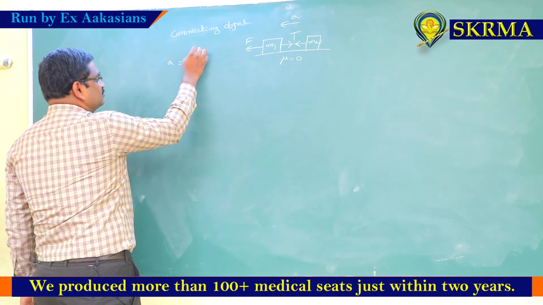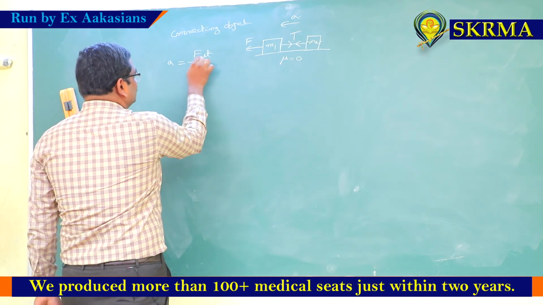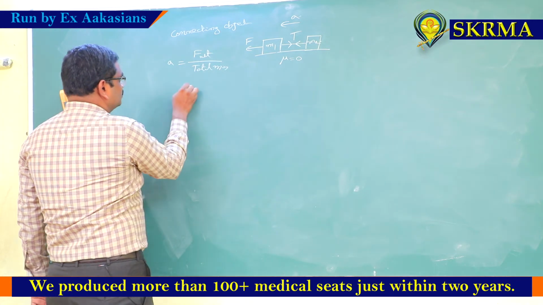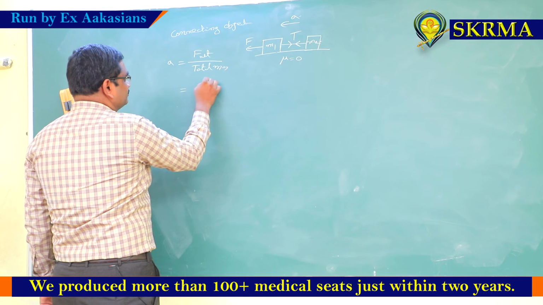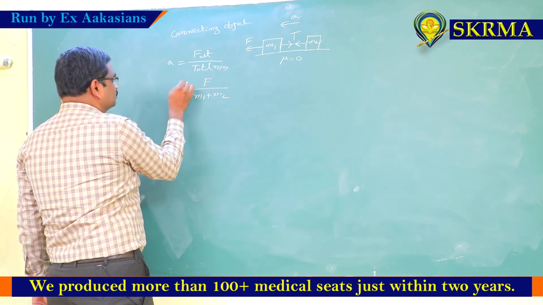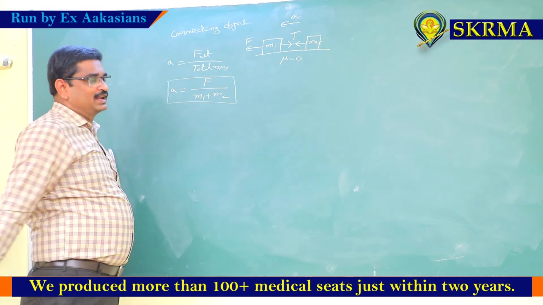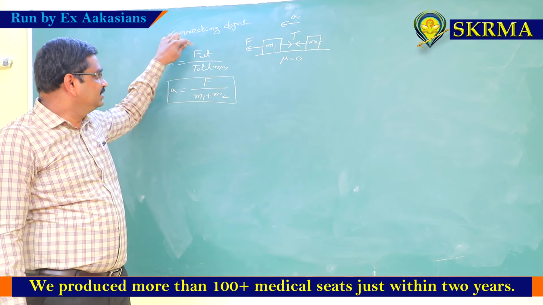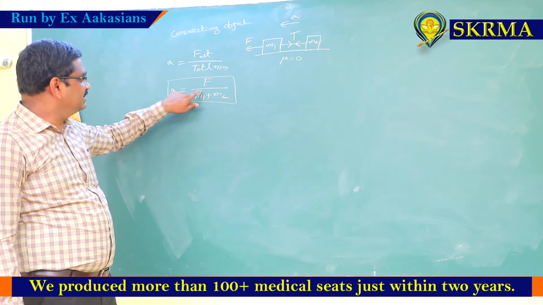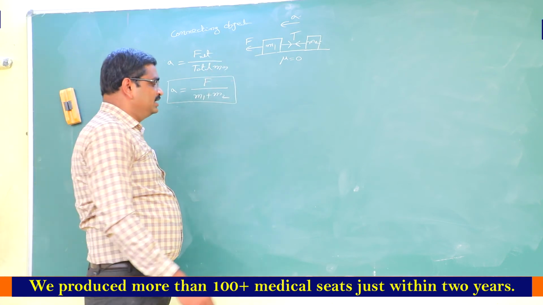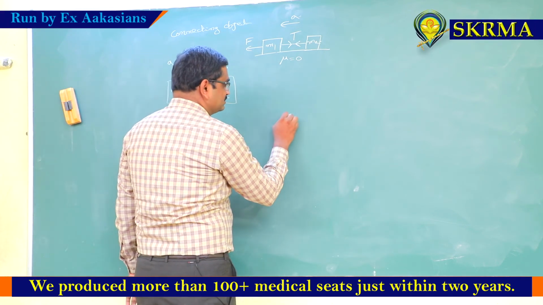Acceleration a equal to net force by total mass. So net force is F, total mass is m1 plus m2. This is the acceleration. For connected or contact bodies, we can write the acceleration like this: net force by total mass. Net force is F only, total mass is m1 plus m2. Now draw the free body diagram for each individual mass.